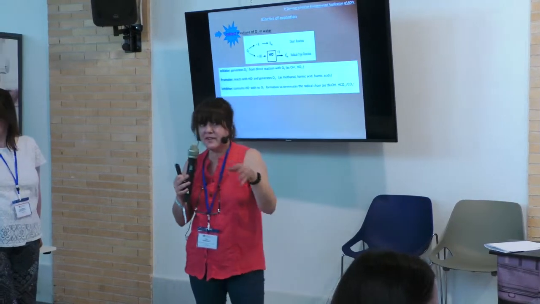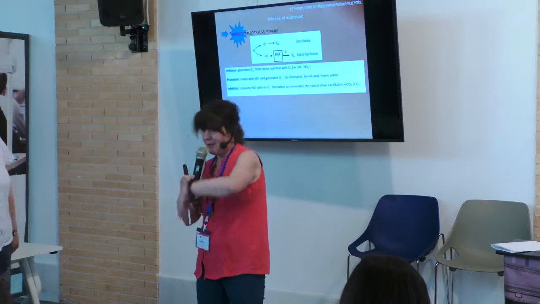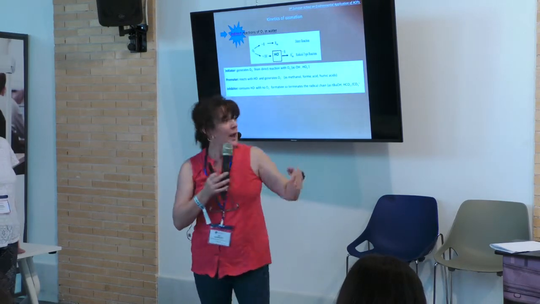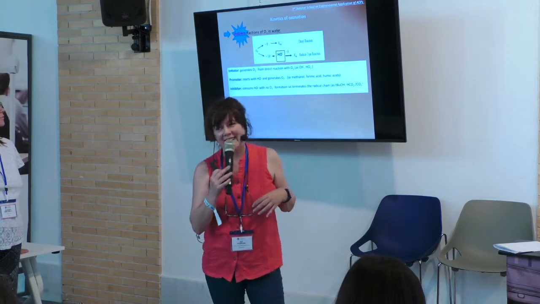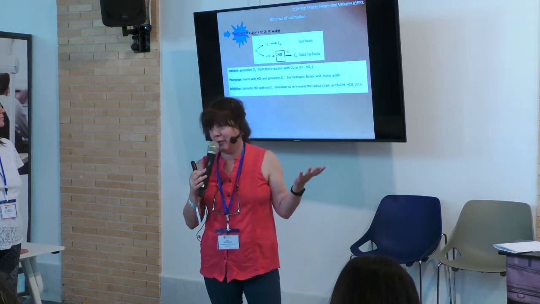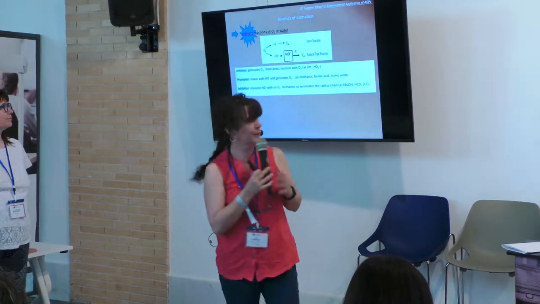A promoter is a substance that reacts with the hydroxyl and generates superoxide radical. The superoxide reacts with ozone, and so on. And the inhibitor is a substance that reacts with hydroxyl with no production of superoxide. So the radical chain is stopped. Finished.